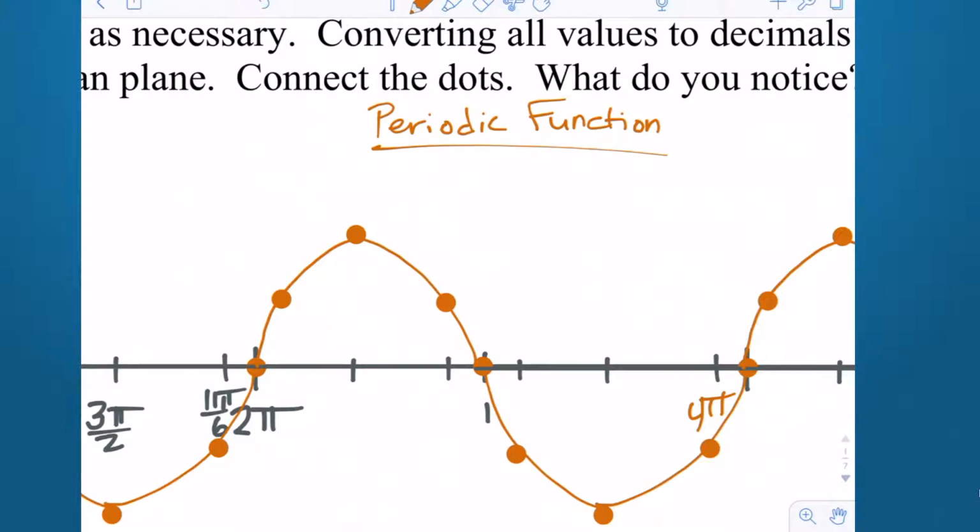International Polar Bear Day is a periodic holiday. How often does it come around? Once a year, once every 365 days. Periodic function, okay? Rolls around at a regular interval.